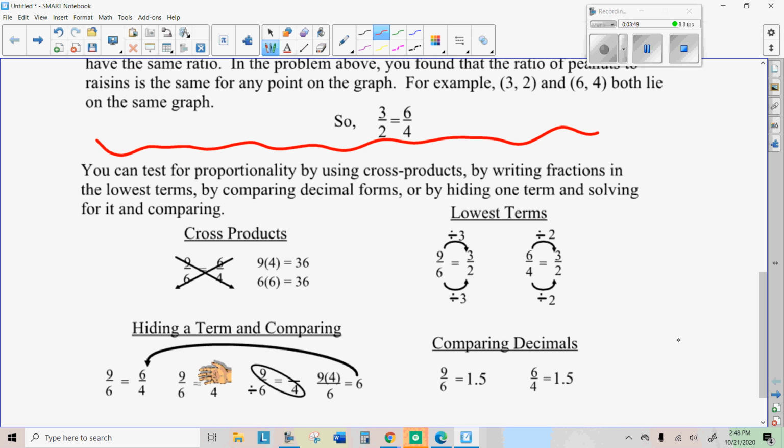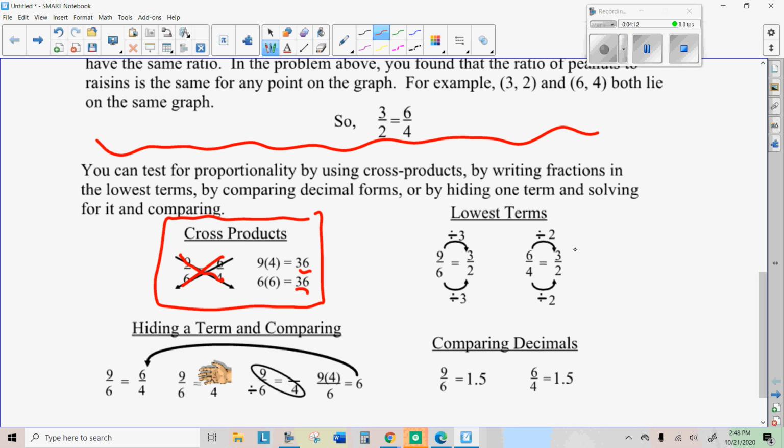All right, now there's a couple ways you can test. One way is to do cross products, because if it's proportional, then the cross products should be equal. That's what this is showing. So you would do 9 times 4, which is 36, and then 6 times 6, which is 36. And if you get the same number, then it's proportional.